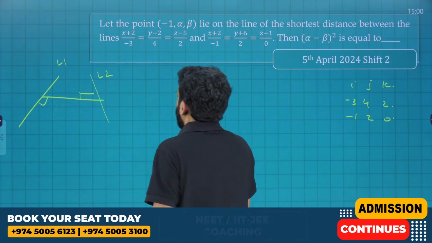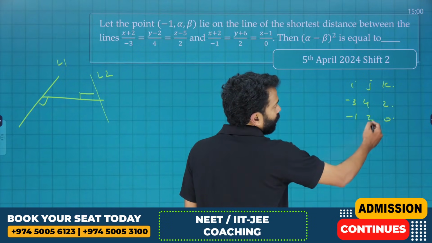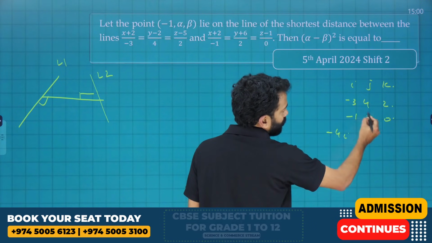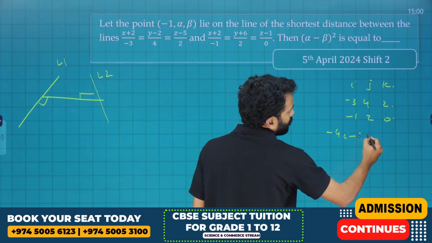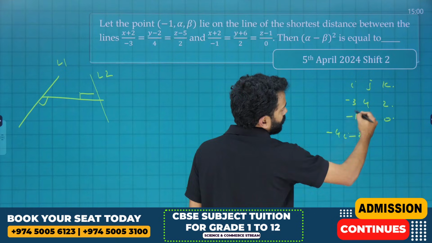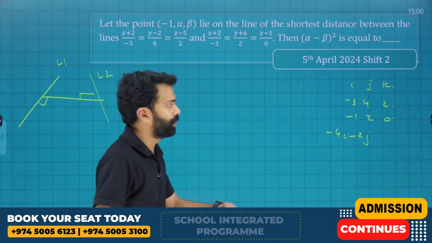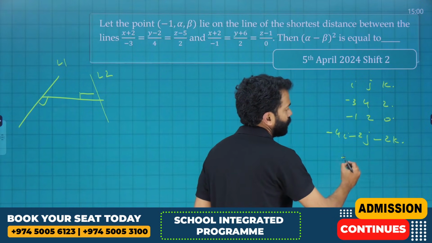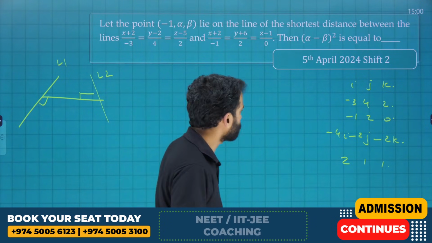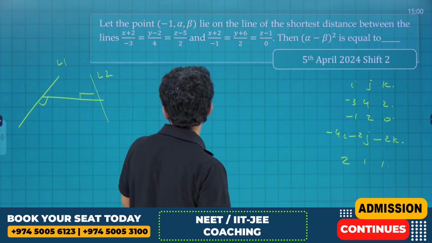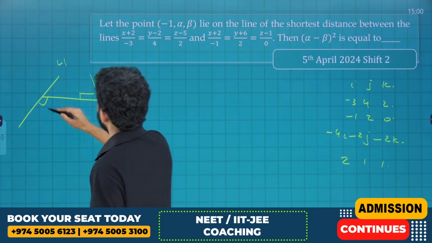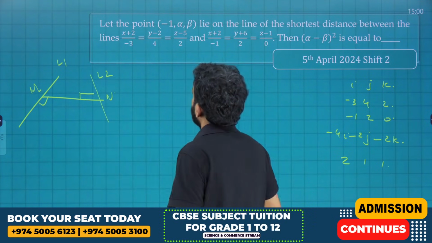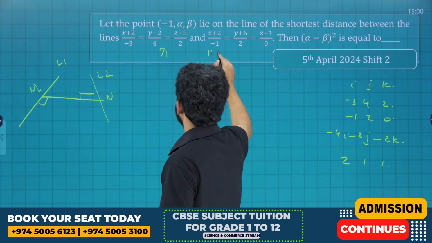Okay, and it will be like 4, 0 minus 4. That is minus 4i minus 3, again 0 minus 2j, and minus 6 plus 4 minus 2, minus 2k. Therefore it can be written as 2, 1, 1. And the points here can be taken as M and N. Therefore this is lambda and this is k.